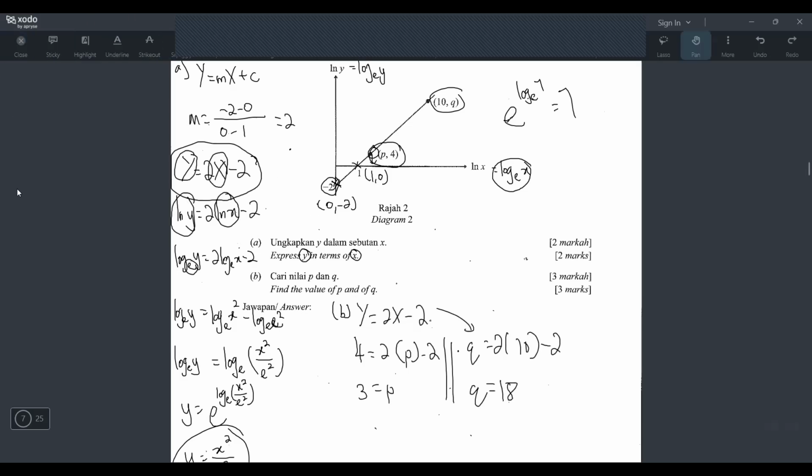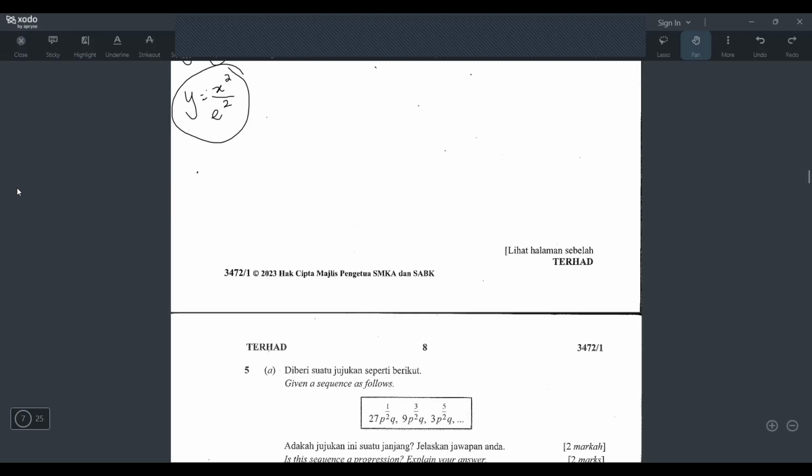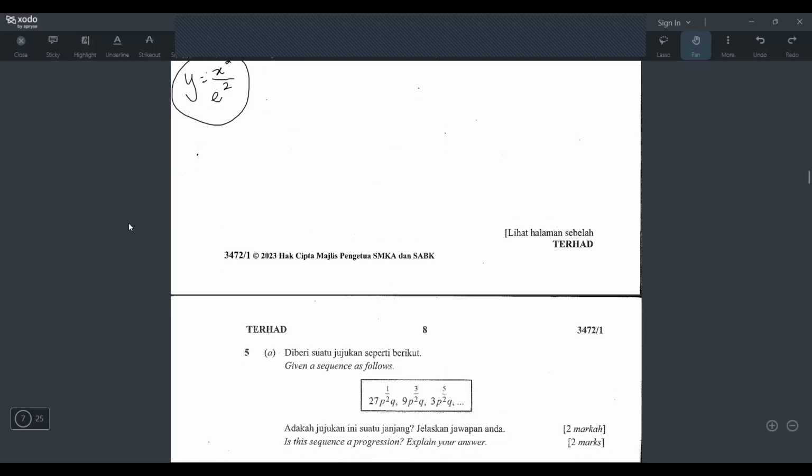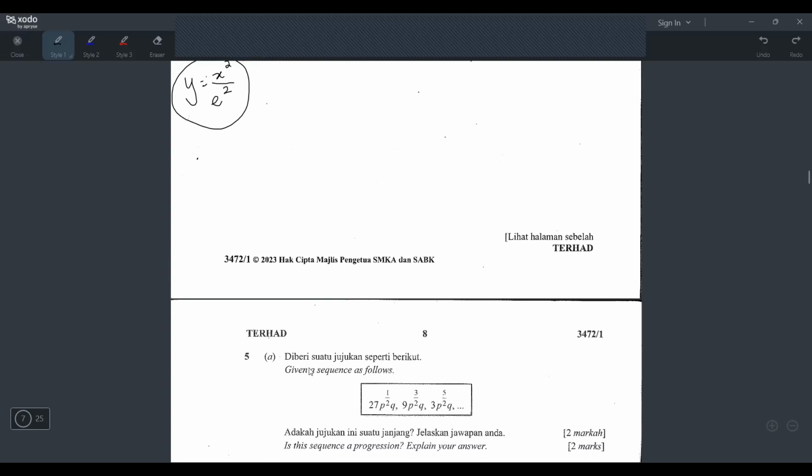Okay, done. Let's continue with 5A. For 5A, I will do it up here. So let's read the question. Given a sequence as follows, so we have 3 terms. Is this sequence a progression? Explain your answer.